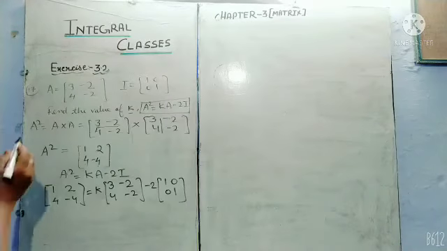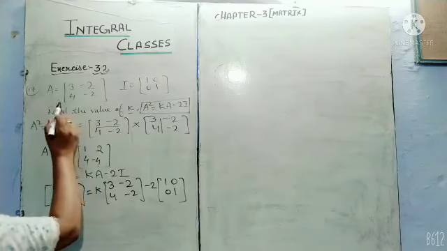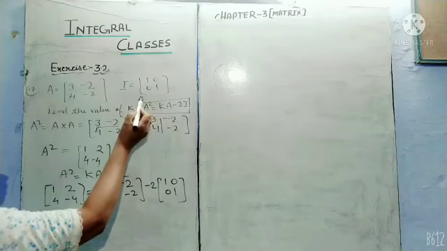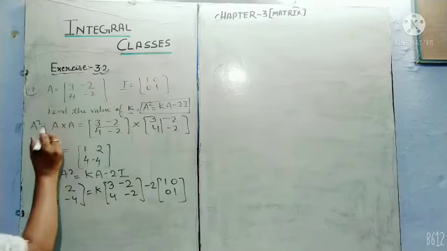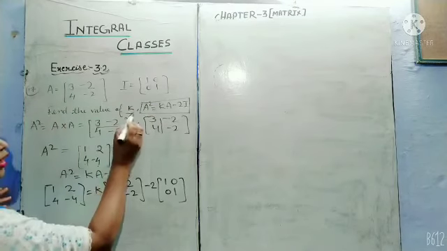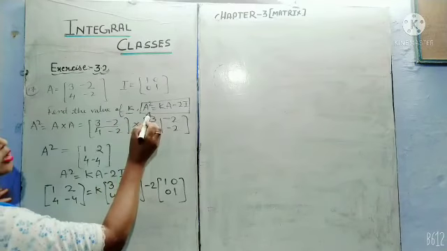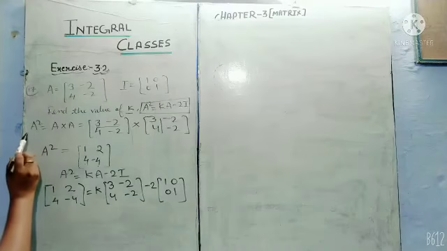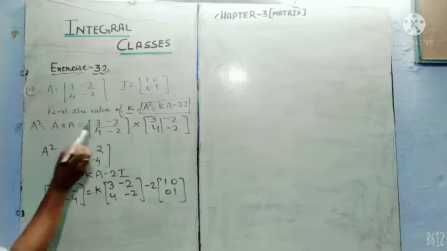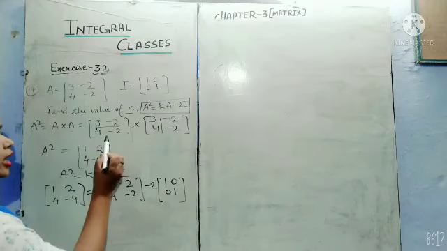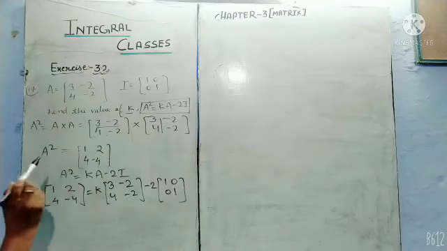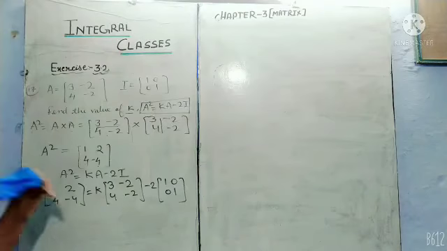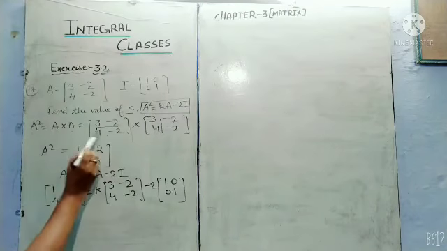Now student, question number 17. We have given matrix A and I the identity matrix, and we will find the value of k. The equation is given: A square equal to kA minus 2I. So student, firstly we will find out the value of A square. A square equals A into A. It means we will multiply A by itself. Two matrices are multiplied as we have done in question number 15.